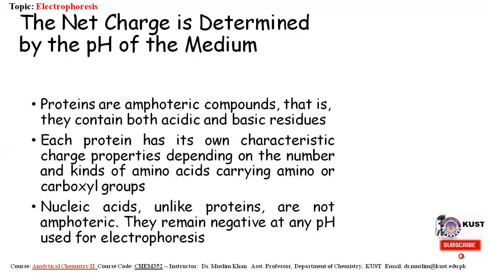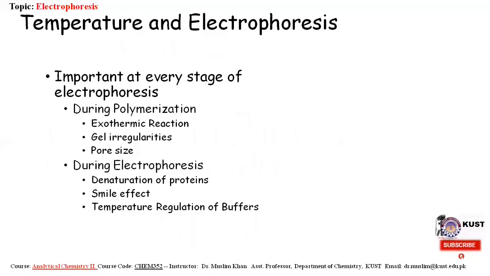So the net charge is determined by the pH of the medium. Proteins are amphoteric compounds, that is, they contain both acidic and basic residues. Each protein has its own characteristic charge properties depending on the number and kinds of amino acids carrying amino or carboxyl groups. Nucleic acids, unlike proteins, are not amphoteric. They remain negative at any pH used for the electrophoresis technique. So it is very important that you know in which form your molecule is present.